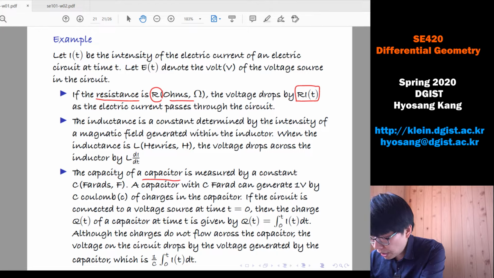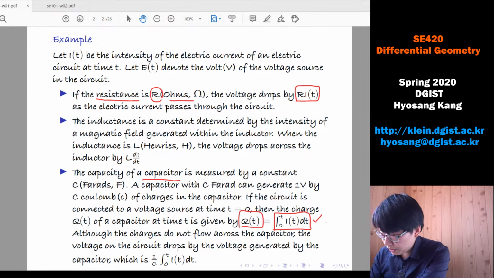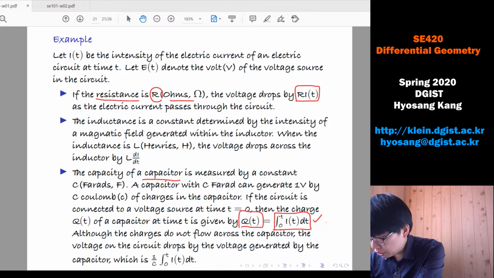So suppose that we have the amount of charge that's stored in the capacitor as the integration of the current I(t) from 0 time to time t. So this is the total charge stored in the capacitor. So when the capacitor has Q(t) charge, then it generates the voltage by this amount of charge divided by C, where C is the capacitor constant. So the unit is farad.